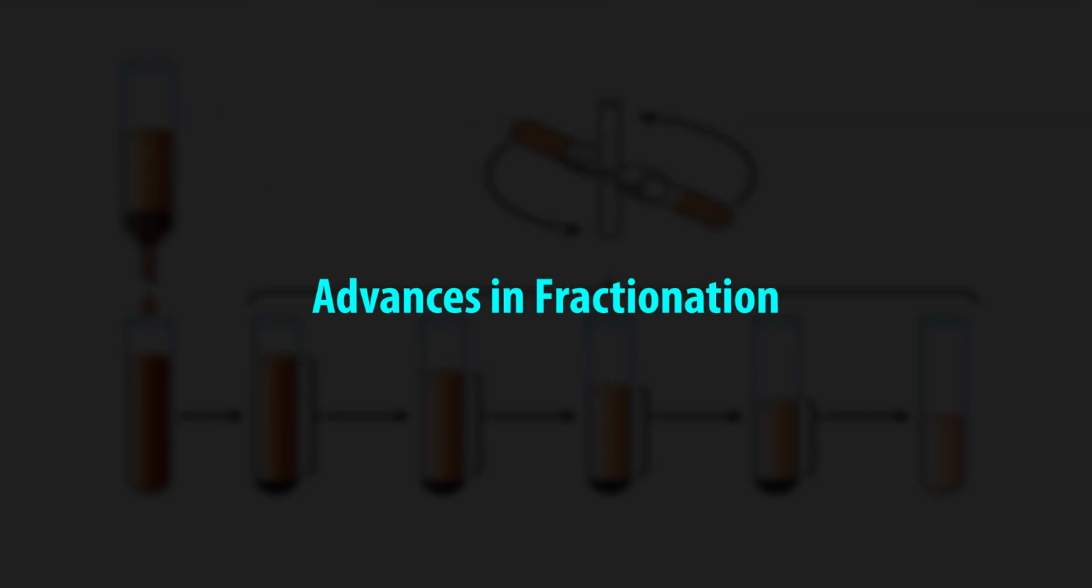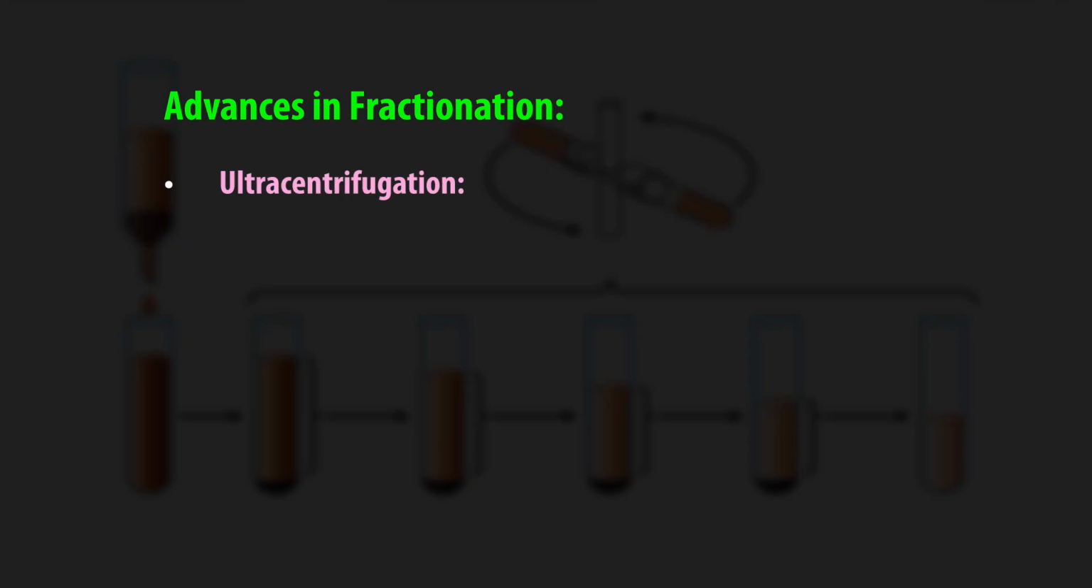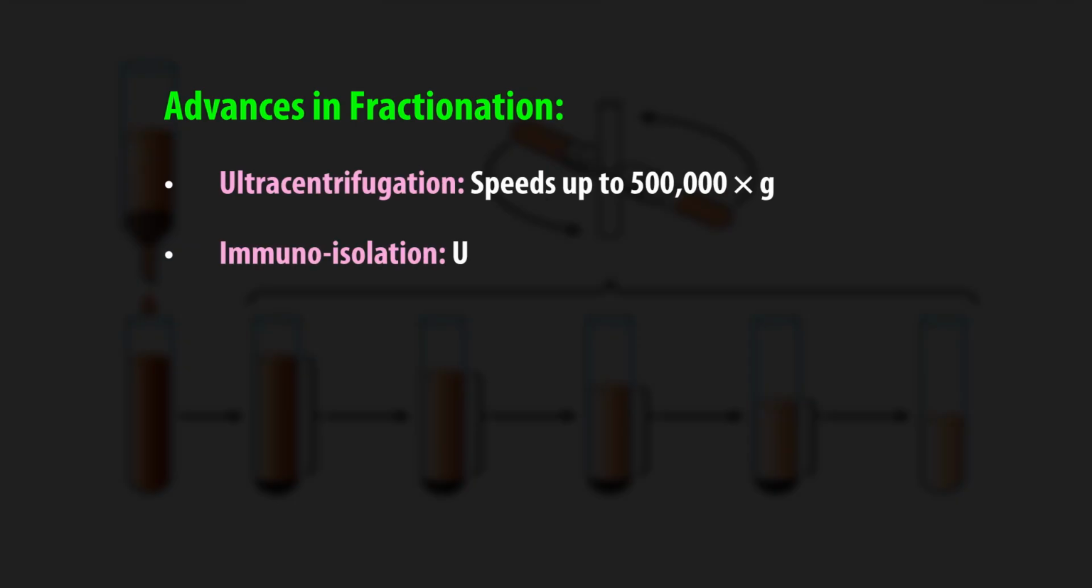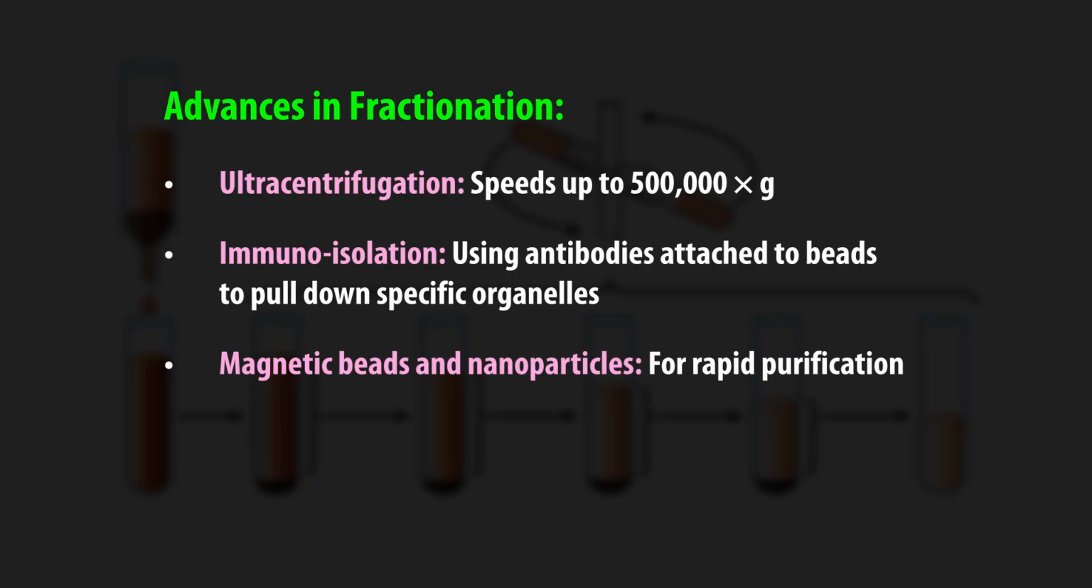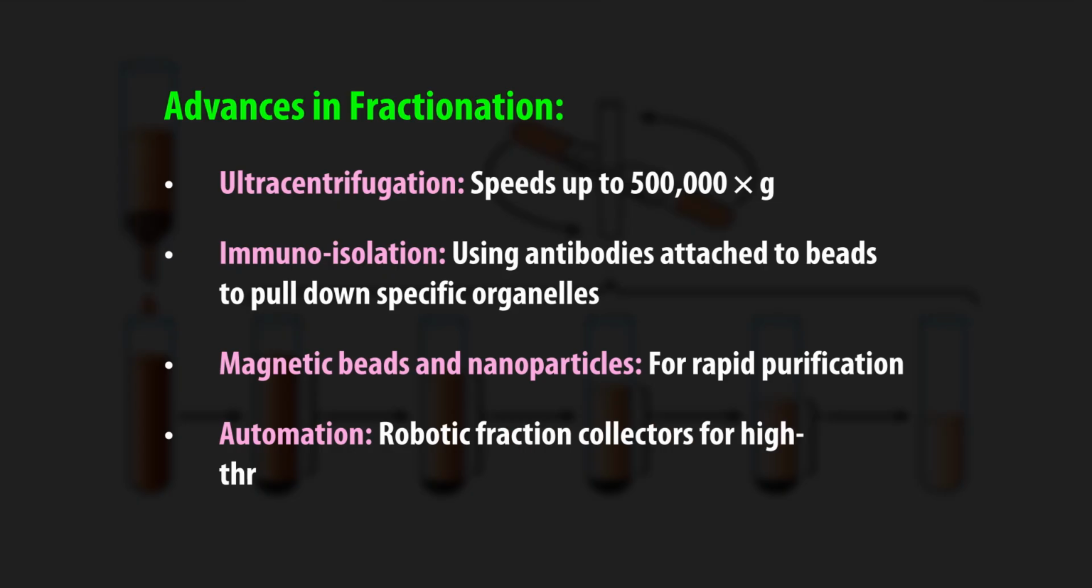Advances in fractionation. Ultracentrifuge speeds up to 5 lakh G. Immunoisolation using antibodies attached to beads to pull down specific organelles. Magnetic beads and nanoparticles for rapid purification. Automation: robotic fraction collectors for high throughput research.